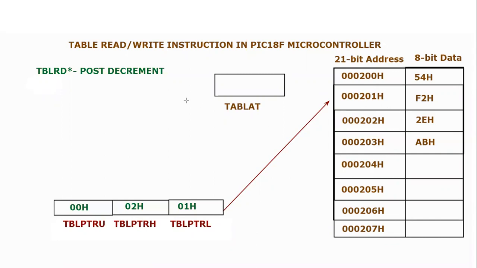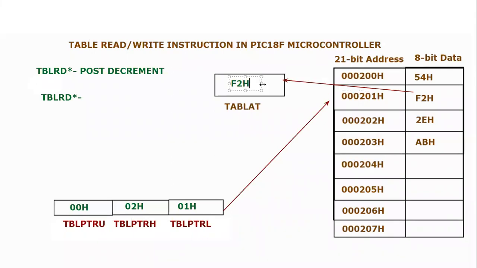and its value is what? F2 hex. So what is going to happen if one uses this instruction? Let's say one is writing table read star minus. This sign is coming after the star sign. That means it is a post decrement option, and the table pointer is pointing to this address. That means this address content will be fetched first into the table latch register. So this value will be fetched in the table latch register, and the content will become F2 hex.